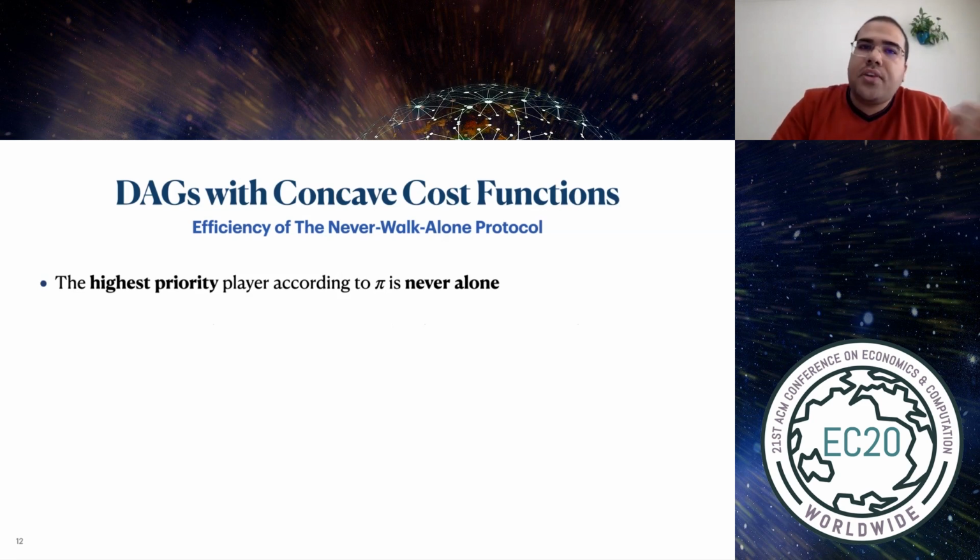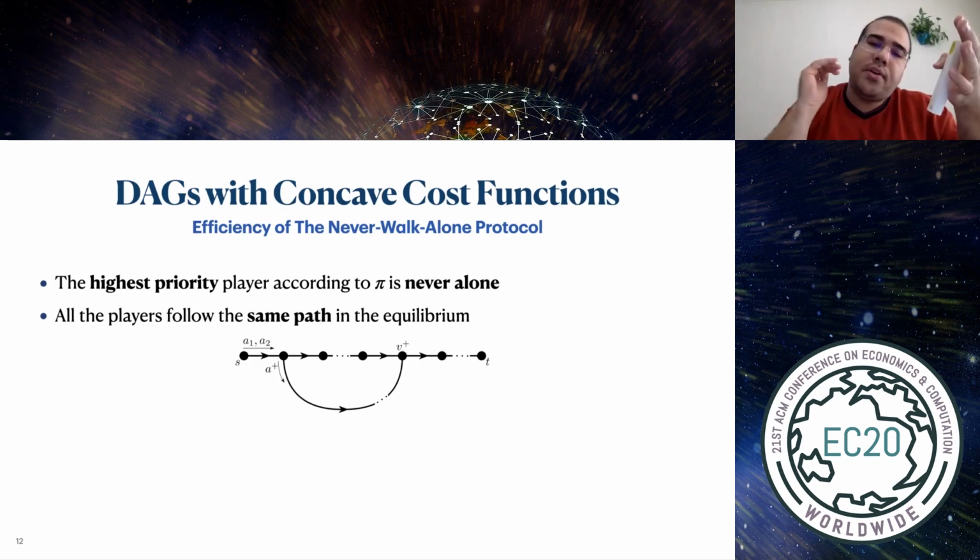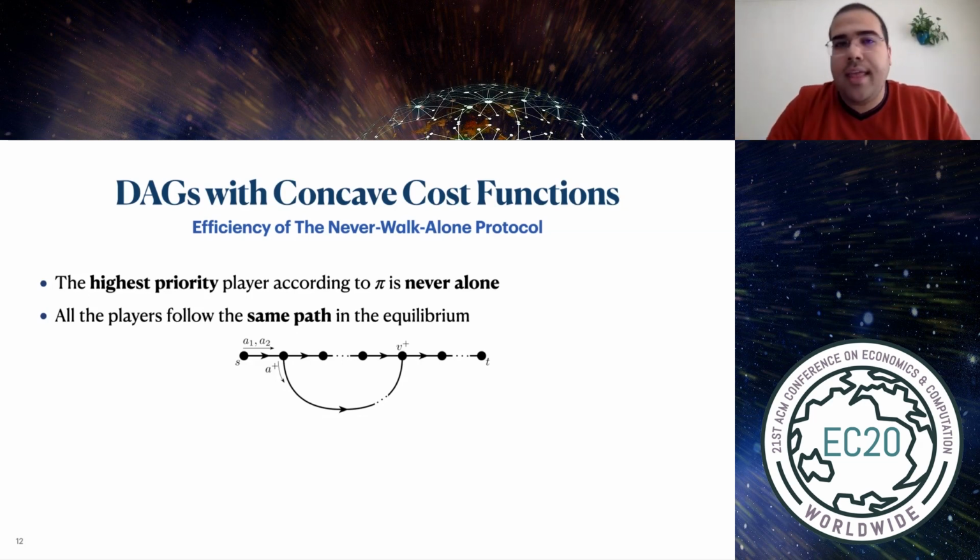Then we prove that there is no equilibrium in which players use different paths. There is no time to go into the details, but the idea is to consider the path that the highest priority player follows. She is not alone there. And since she pays a small amount, which is in reverse proportion to the payment of the other players, we can prove that either she has the incentive to deviate or one of the other players in that path.